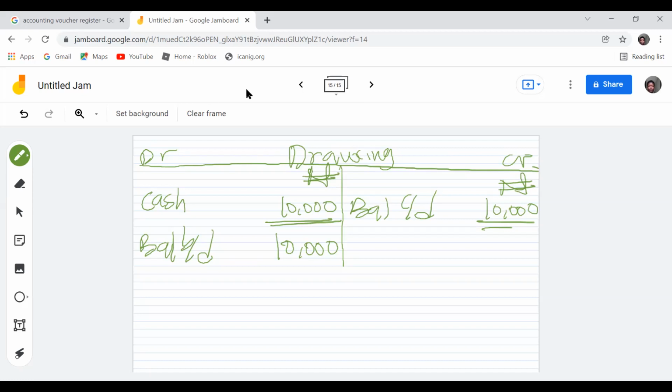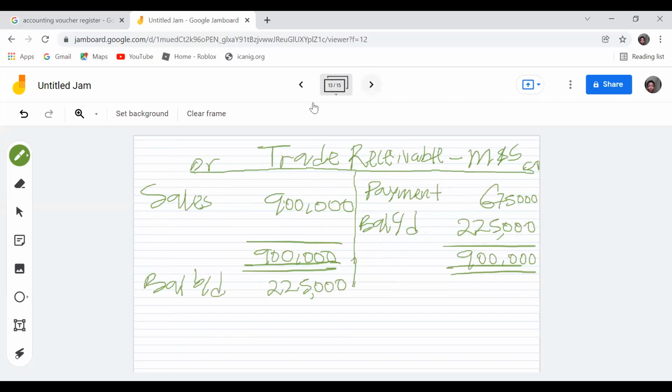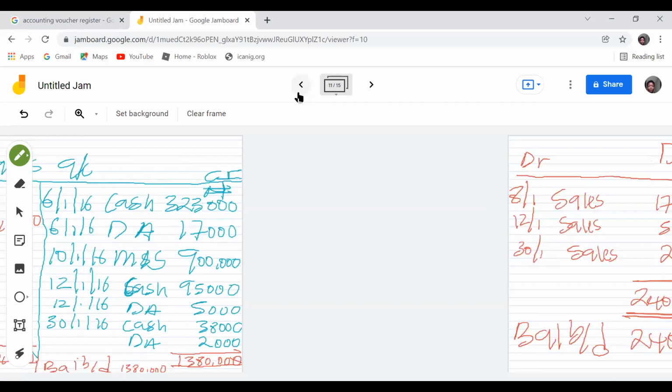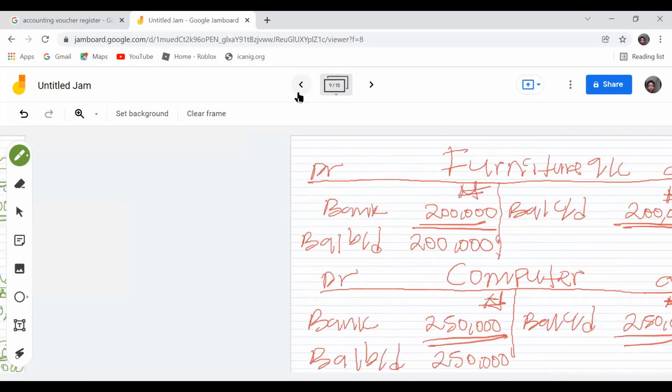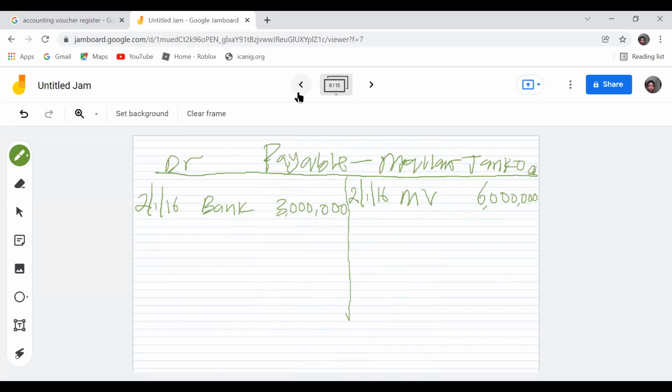So let's now check the account of Malam Tanko. Do we open an account for this? This is receivable. We have a trade payable. Okay, Malam Tanko, all right. So this is Malam Tanko account, and we have made the payment now.